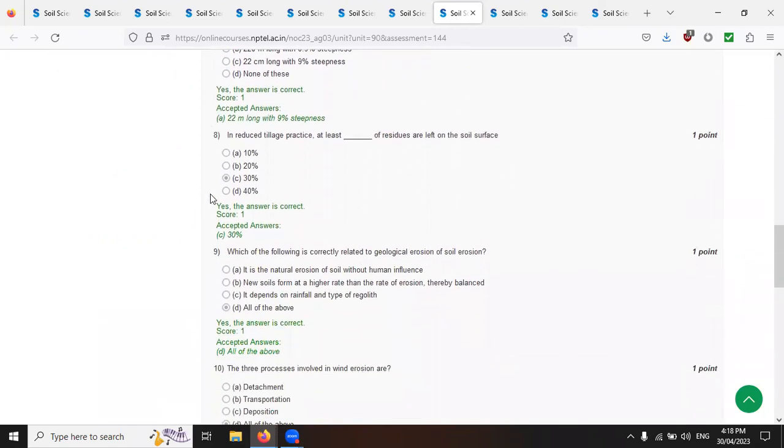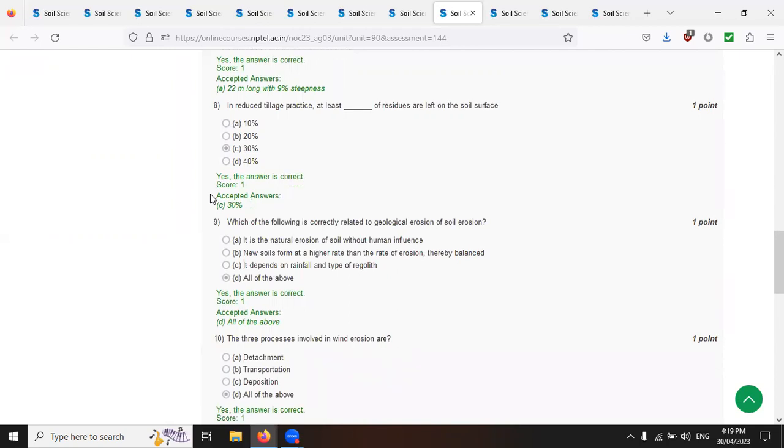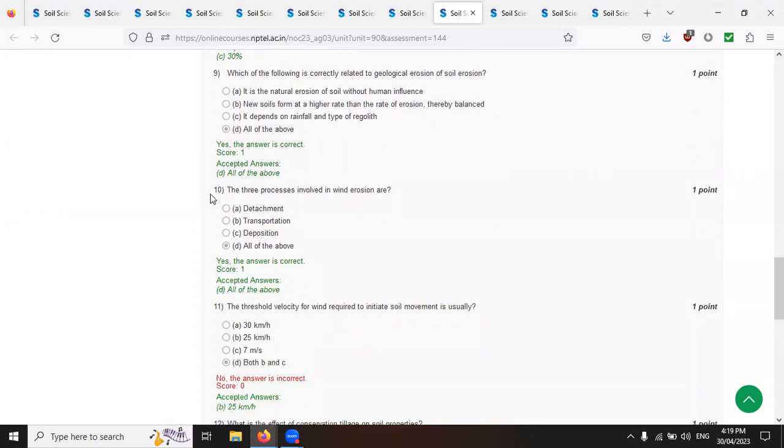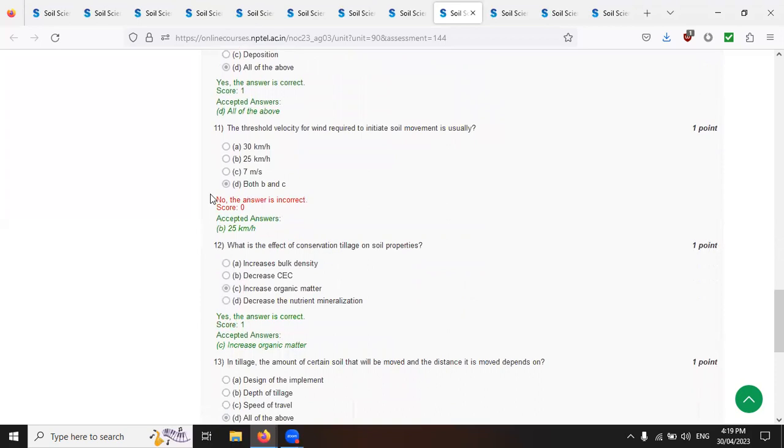In reduced tillage practices, at least what percent of residues are left on the soil surface? 30. Which of the following is correctly related to geological erosion of soil erosion? It's all of them. Three processes involved in wind erosion are, what are the 3 processes? Detachment, transportation, and deposition. They detach it, transport it, and deposit it. The threshold velocity for wind required to initiate soil movement is usually what? It's got to be at least 25 kilometers an hour, or about 10 miles an hour.